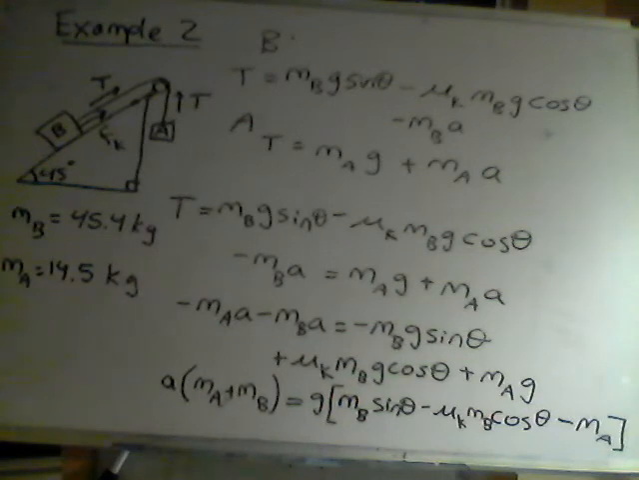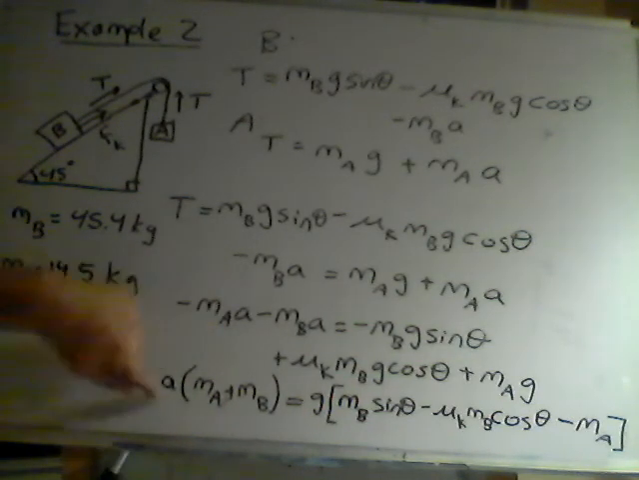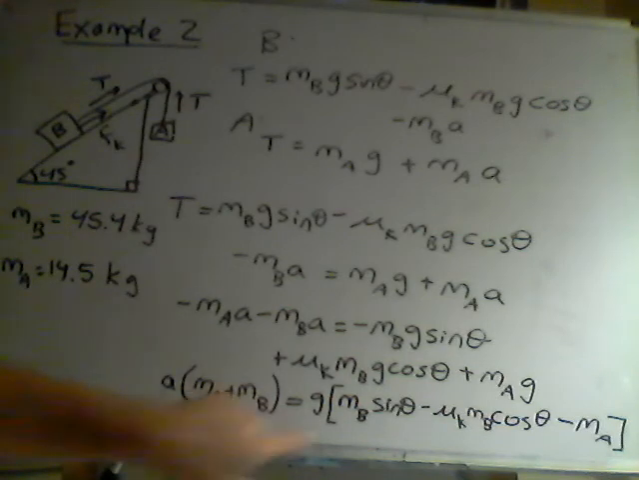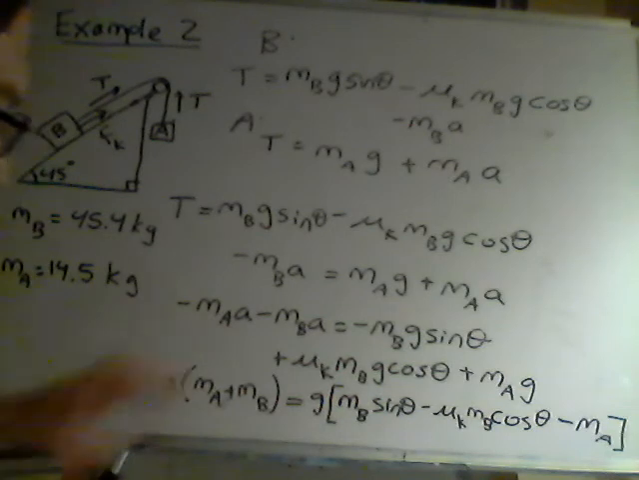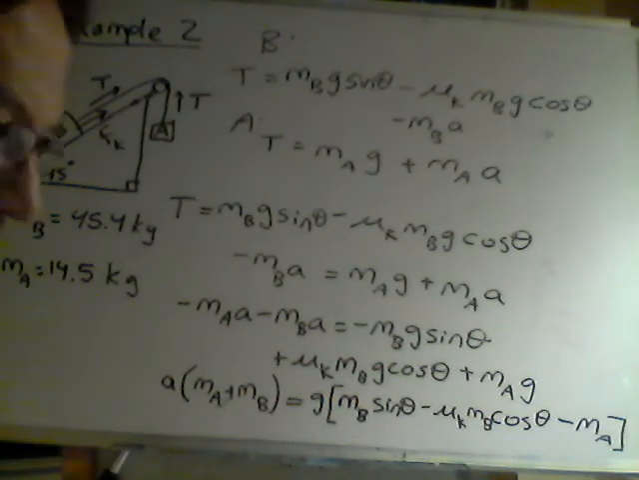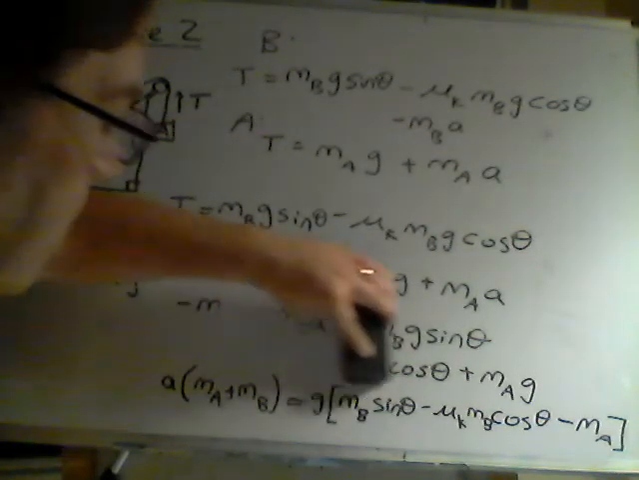All right, so I did this. All I did is I multiplied through by negative 1, I factored out A on the left side, I factored out G on the right side. That's all I did. Only thing left is to divide through both sides by M sub A plus M sub B. So again, this is the only equation I care about now. I'm going to erase everything else.